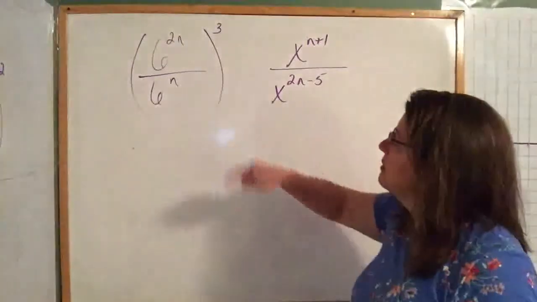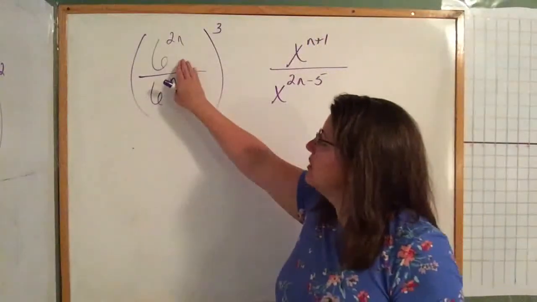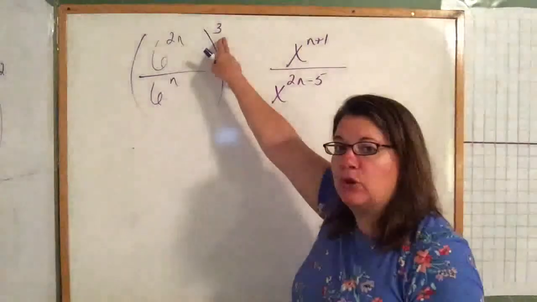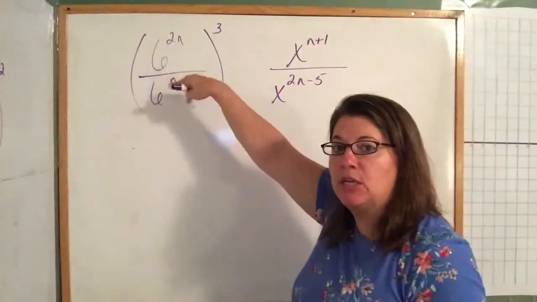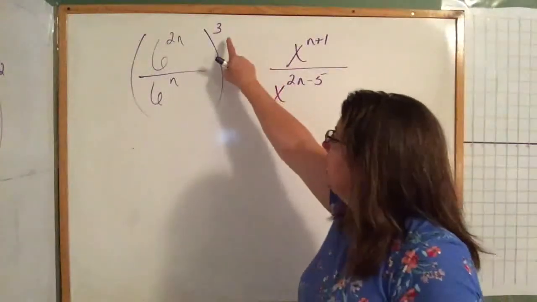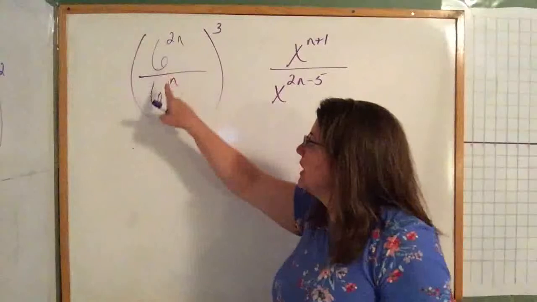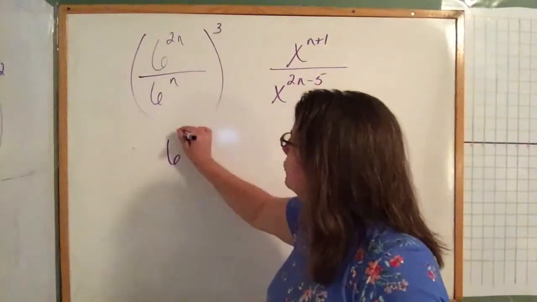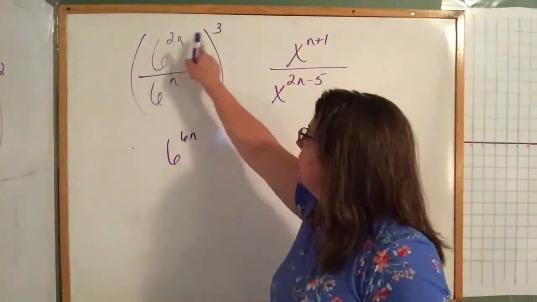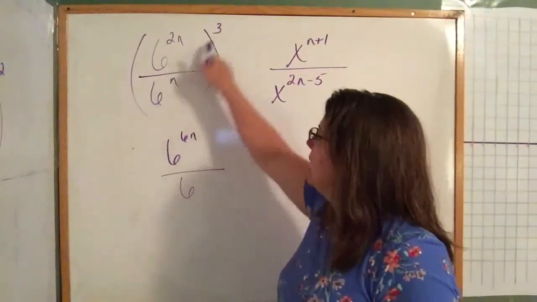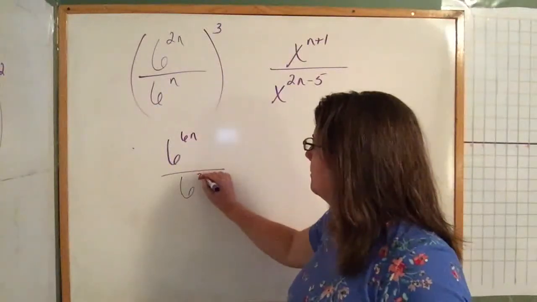So if you look at this, here I have 6 to the 2n over 6 to the n. All of that is to the 3rd power. Now remember, if we have something to a power, we take care of the power first. So that 3 can multiply by all the powers on the inside. So if I do that, I keep the 6. That's going to be 6 to the 6n, because 2n times 3 is 6n. And then on the bottom I have n times 3 is 3n.